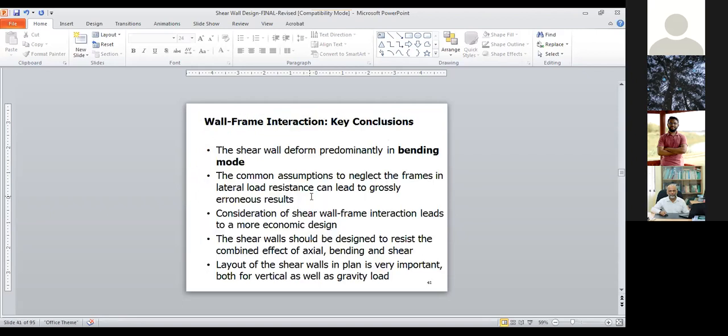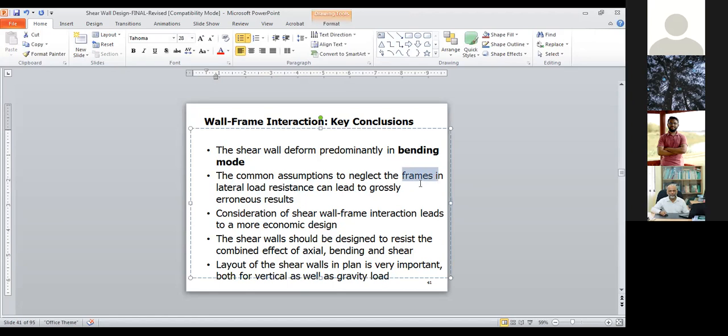Wall frame interaction key conclusion: the shear wall deforms predominantly in bending mode. The common assumption to neglect the frames in lateral load resistance can lead to grossly anomalous results. You understand, I believe that. So you have seen that shear wall and frame need to work together. If the frame cannot help to control the deflection, then how will you control the deflection of the structure? So you need to have good interaction between your shear wall and the moment resisting frame system.